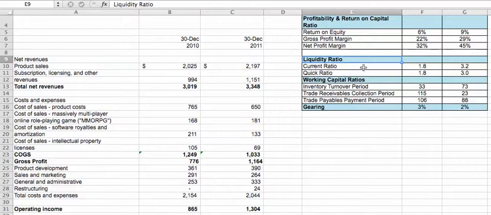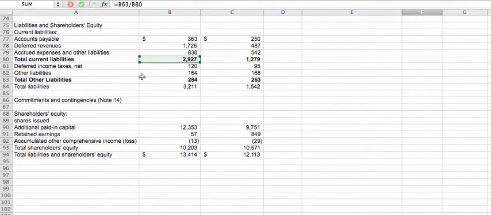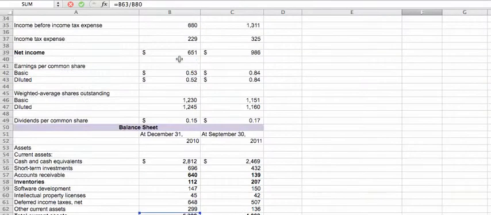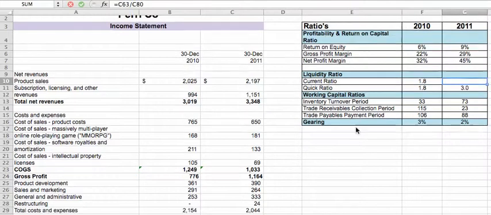We're going to continue to the liquidity ratio. We have the current ratio and the quick ratio. The current ratio is how well a company can pay off its short-term debt or liabilities. It's a ratio that means 1.8 times, and it's total current assets divided by total current liabilities. Now, as you can see, in 2011 it's much higher, 3.2 times from 1.8.